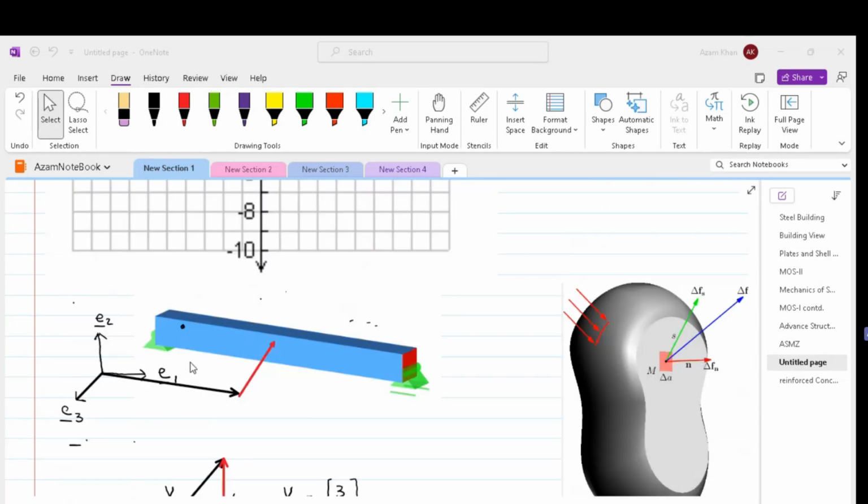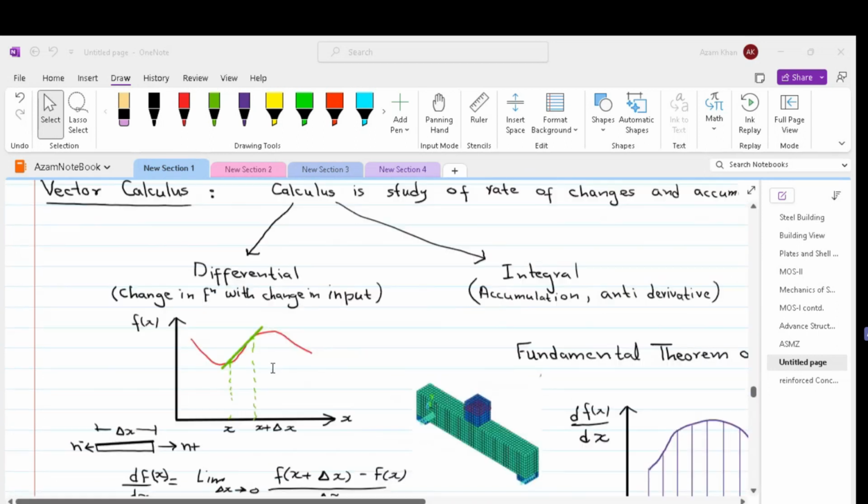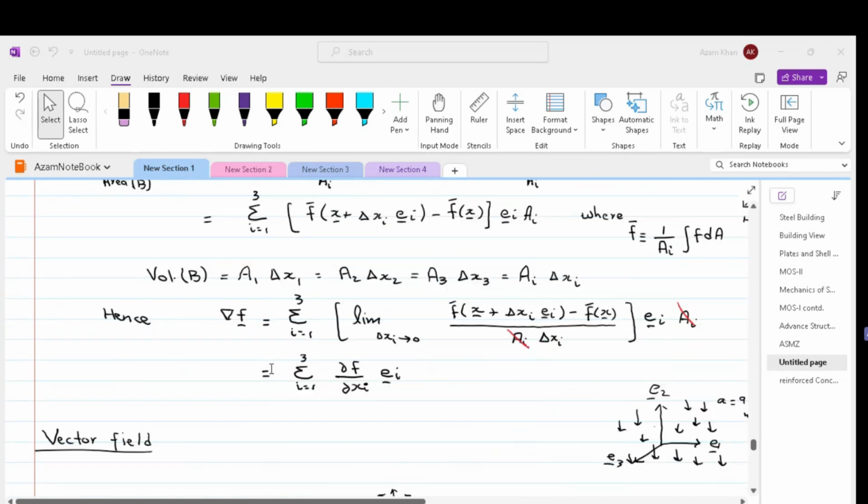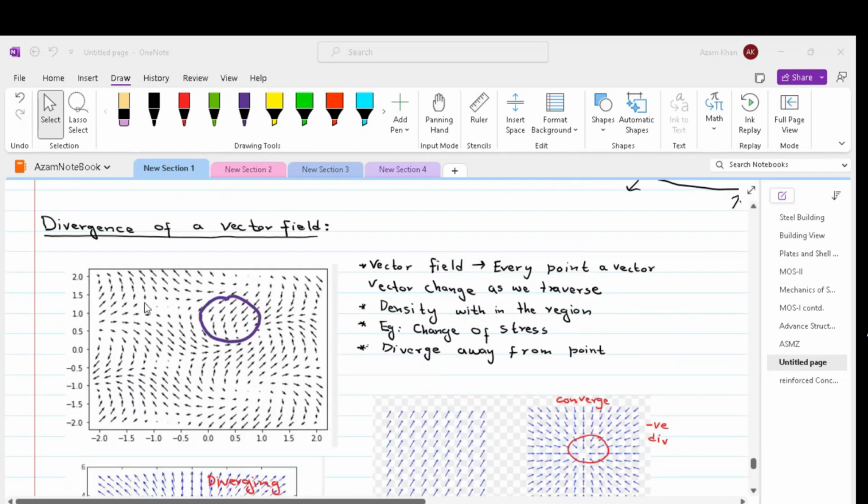We can take the example of a beam subjected to some loading. Every point within a beam can move with some displacement, and the displacement of each and every point can be described in the form of a vector field. Similarly, a vector field can be related to fluid flow. So every point in a vector field might be describing the flow of a fluid particle in a particular direction.